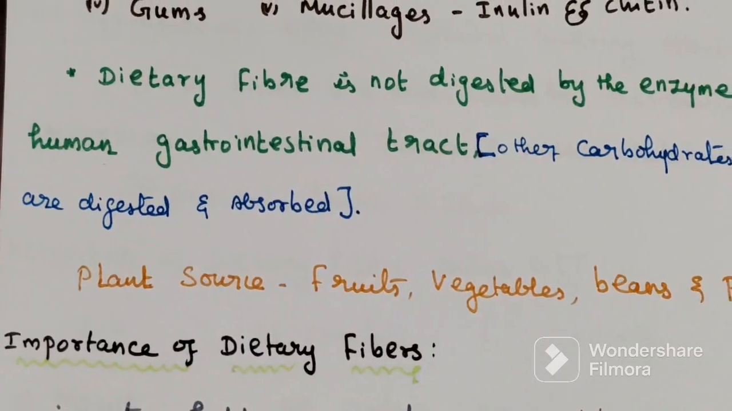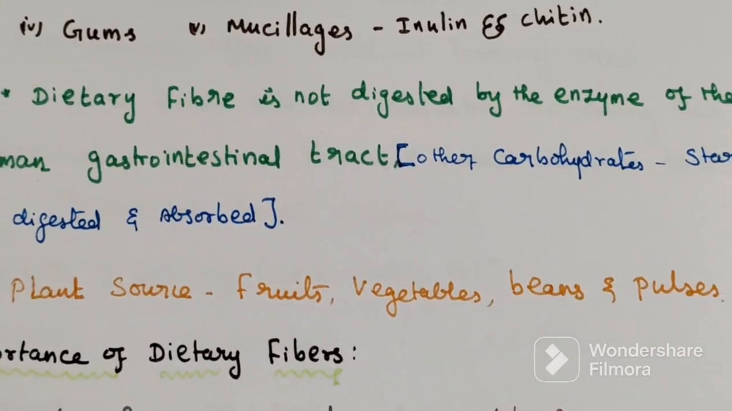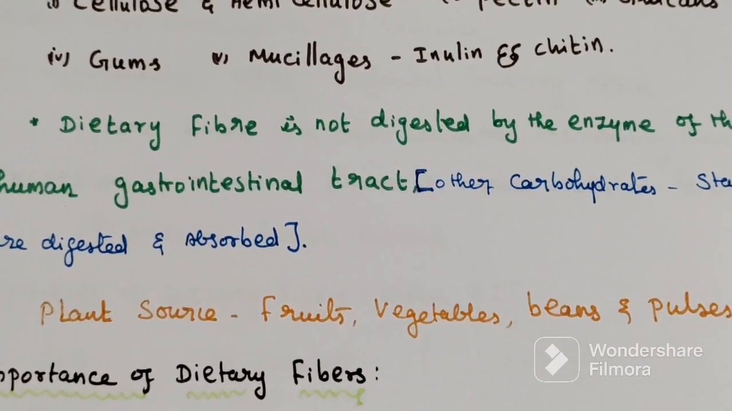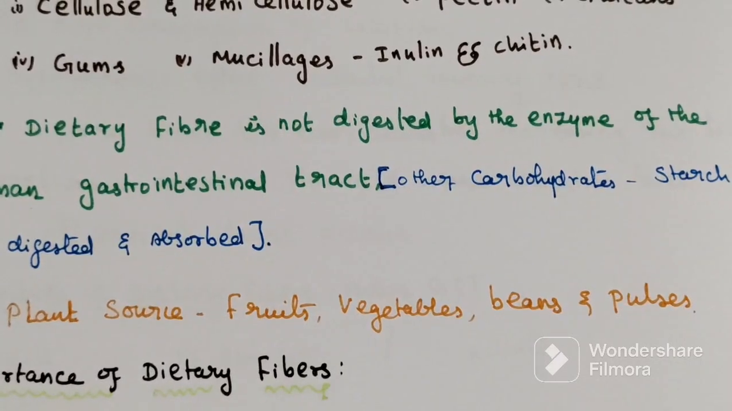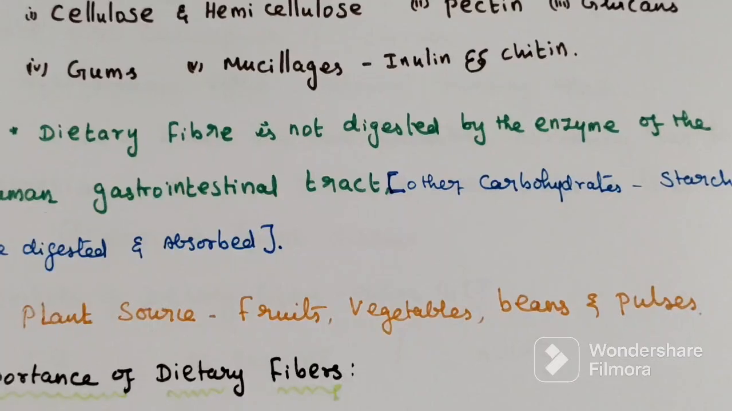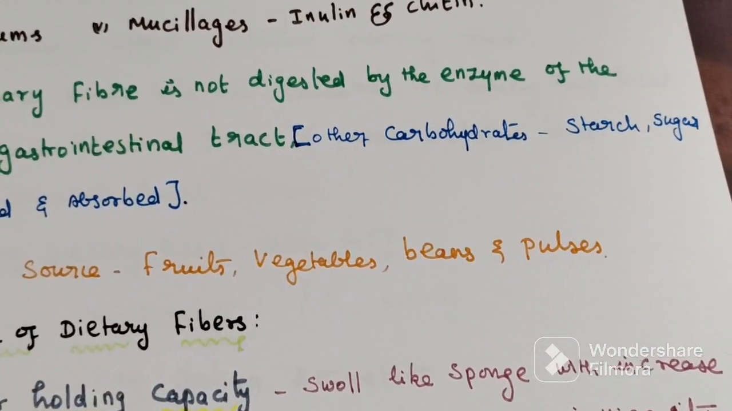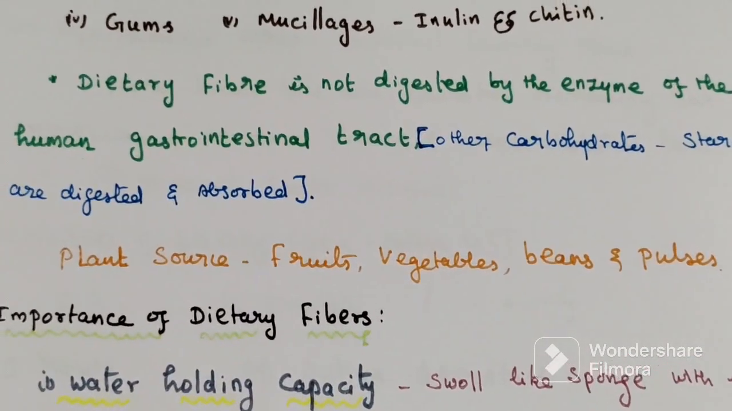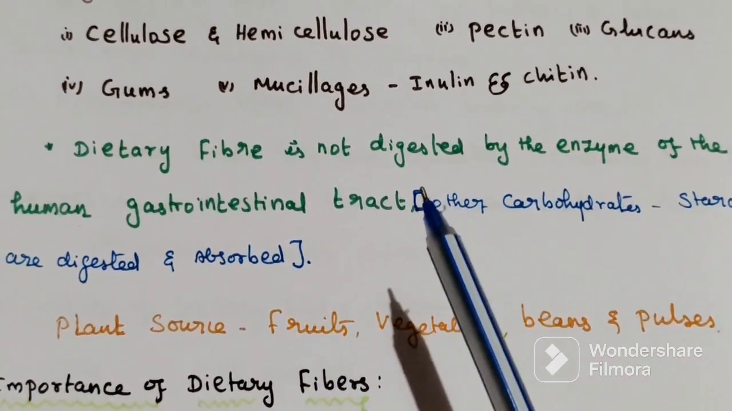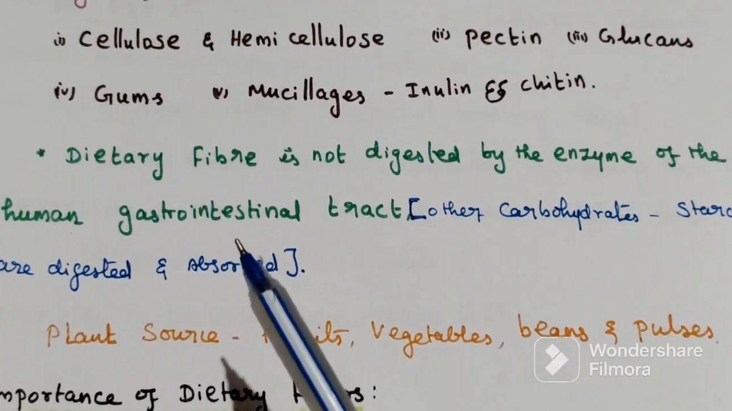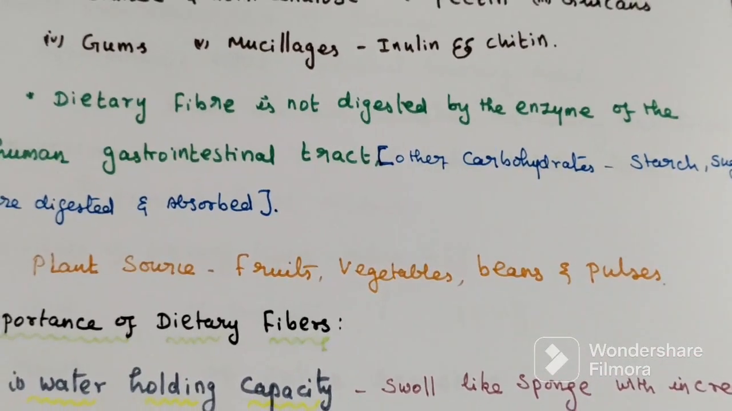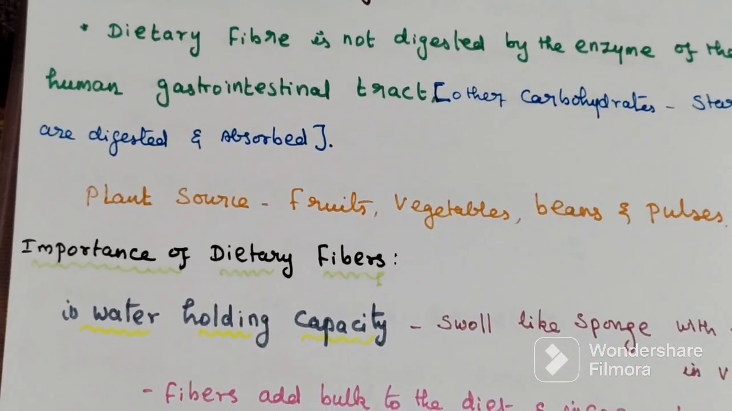Dietary fiber is not digested by the enzymes of the human gastrointestinal tract, so we cannot digest it, whereas most other carbohydrates like starch and sugar are digested and absorbed. Humans cannot digest dietary fiber because of the absence of enzymes in the gastrointestinal tract. Only other carbohydrates like starch and sugar can we digest and absorb.